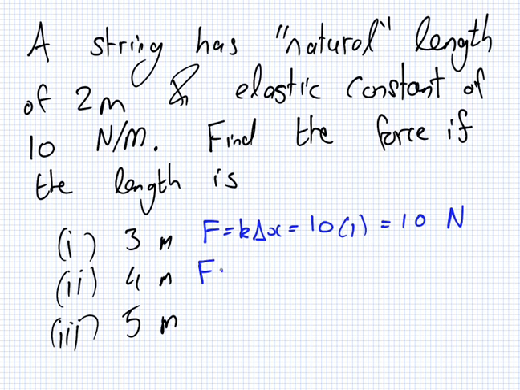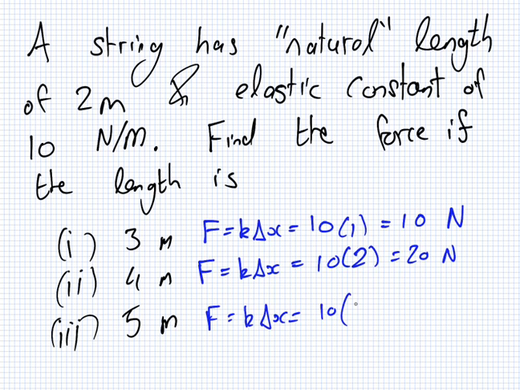F equals K delta x. So here this is 10 multiplied by what number? 2, so it's 20 newtons. And then F equals K delta x, so that one is 10 multiplied by 3, which is 30 newtons. So you can see, the more you stretch, the more force is trying to stop you.